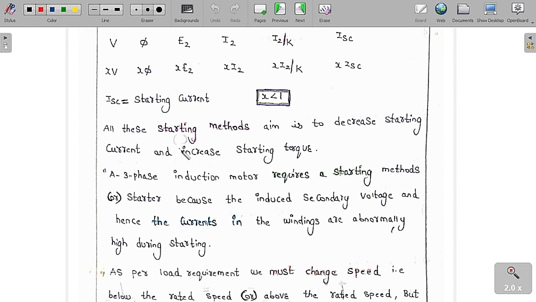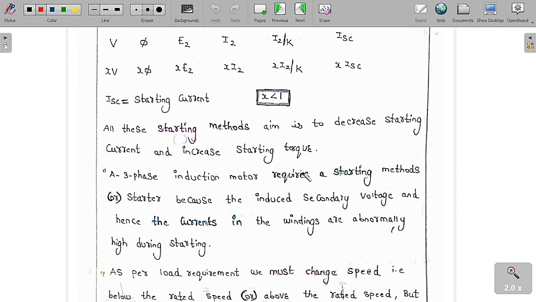Therefore, we can decrease the starting current, but we have to increase the starting torque. It's a very important point that you always have to remember. The basic function of all the starting methods of the induction motor is to reduce the starting current and increase the starting torque. This is the basic aim of all the starting methods.